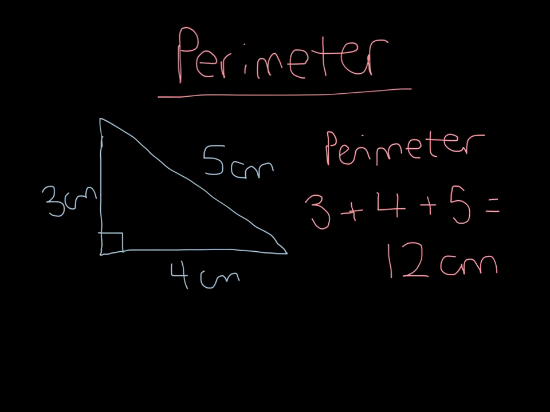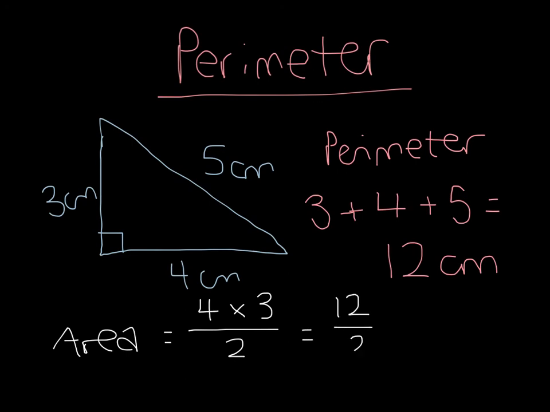If we were asked to find the area of this triangle, the area will be the base, which is 4, times the height, which is 3, and that's divided by 2. 4 times 3 is 12, and if we divide that by 2, the area of this triangle is 6 centimetres squared.